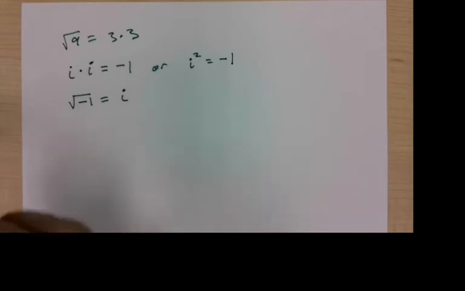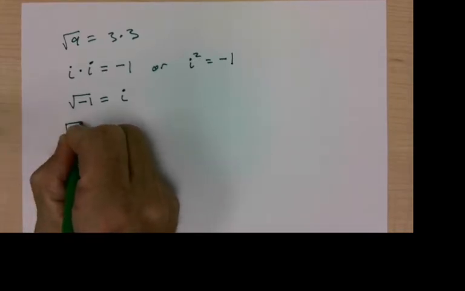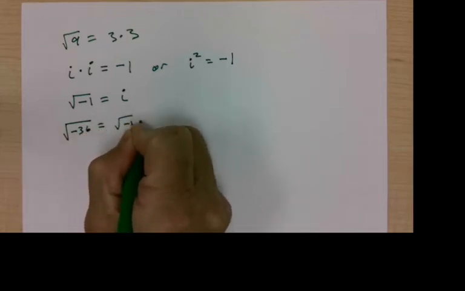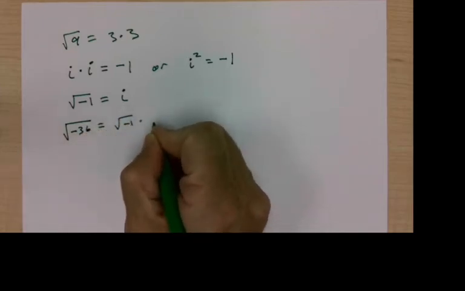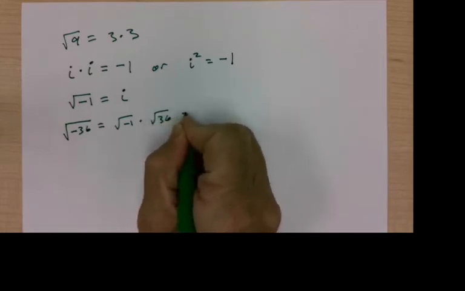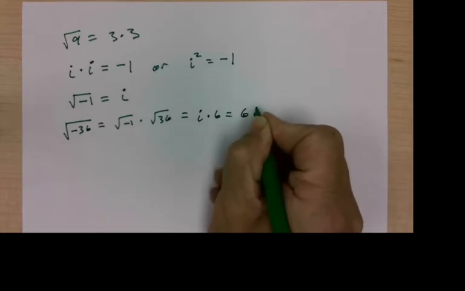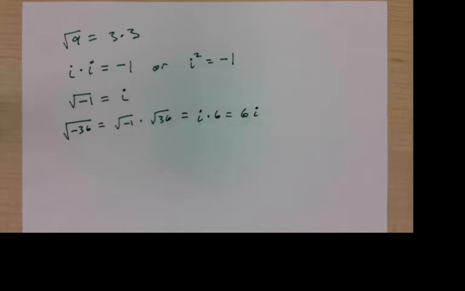So if we're using that, we can ask ourselves questions like, what is the square root of -36? Well, that would be the square root of -1 times the square root of 36, which is i times 6, which is 6i. So the square root of -36 is not a real number. 6i is a complex number. i is imaginary. 6i is an imaginary number. And we're going to add that to our list of numbers that will enable us to solve some other sorts of problems.